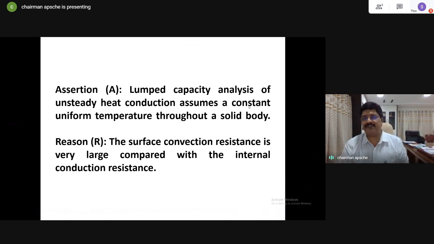The surface convection resistance is very large compared to internal conduction resistance. Mali you go to the Biot number, conduction resistance to convection resistance. Surface resistance and convection resistance.